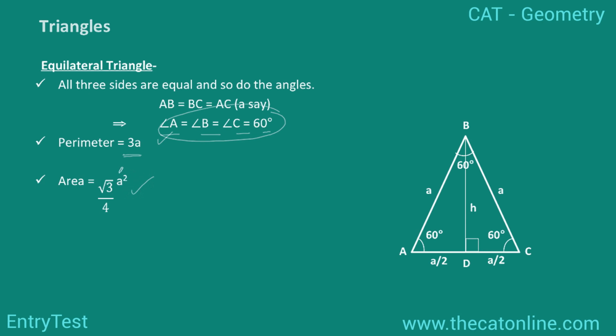a is the length of each side, and multiplying a square with root 3 by 4 would give you the area for an equilateral triangle. The height of an equilateral triangle is given as root 3 by 2 a. I'll just fix this typo error that has been there. So h is equal to root 3 by 2 a and area is equal to root 3 by 4 a square. These are the two things that you need to keep in mind whenever you get a question on an equilateral triangle.